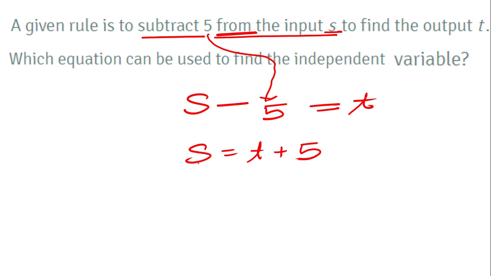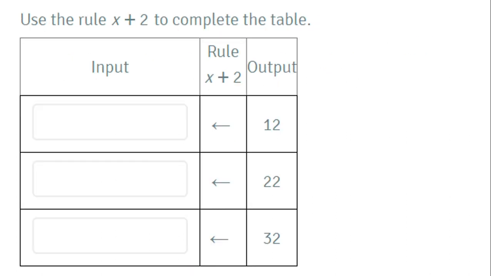Both answers are correct. In the first example, if you see, t is the dependent variable and s is the independent variable, and in the second example, t is the independent variable and s is the dependent variable. Okay. Now this example is something different, and I'm sure you will enjoy this example. Here they say the rule is x plus 2. So if it is x, then there is no rule, but normally we can take y. So y is the output and x is the input.